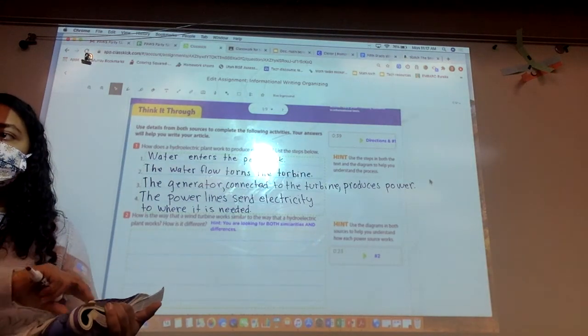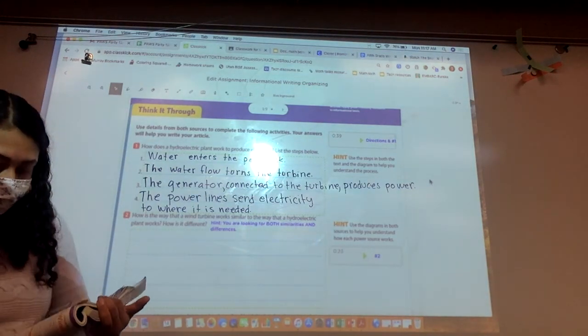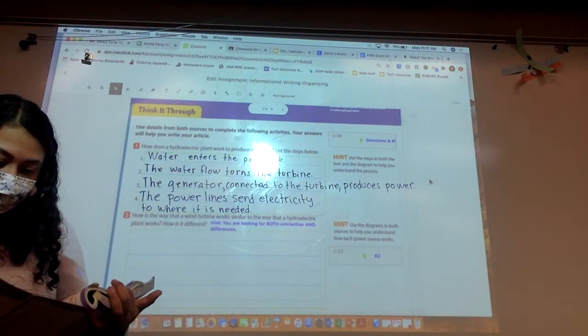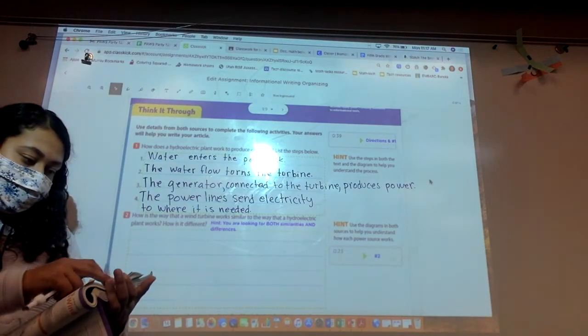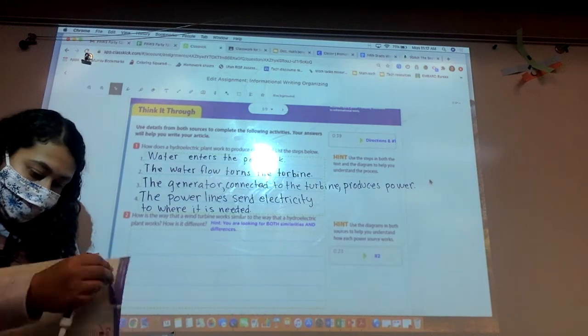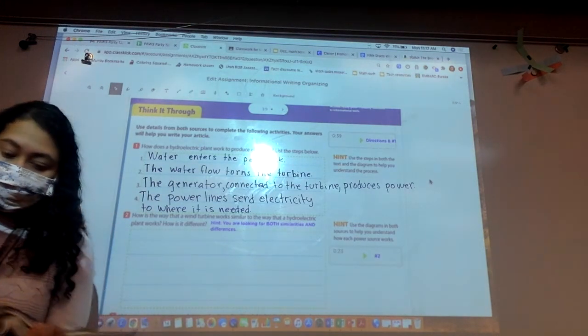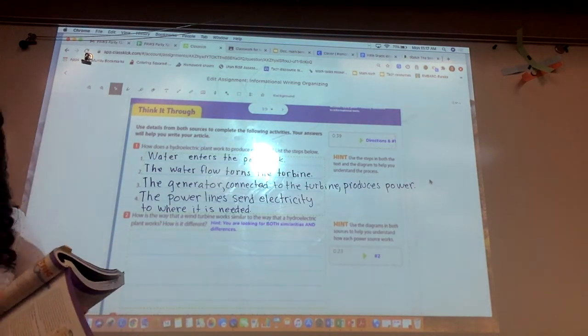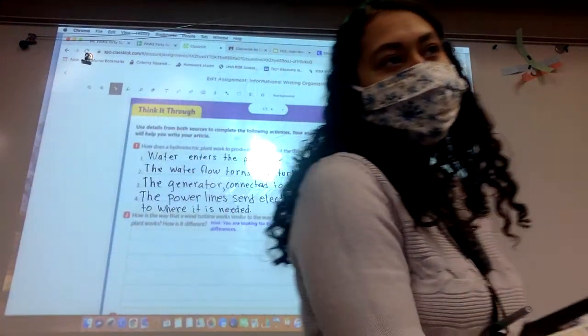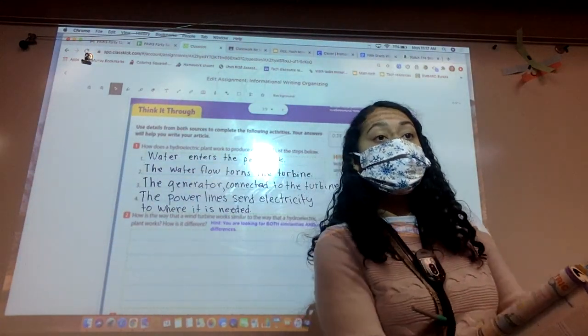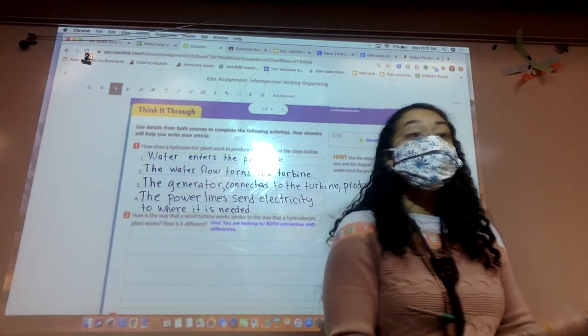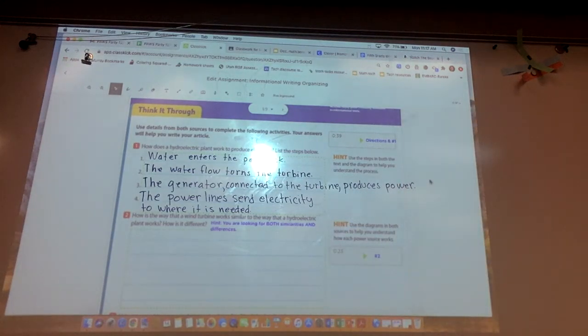Ledger, figure it out. So let's think about page 44 and page 42. Let's compare how they are built. How are they the same for how they are built?